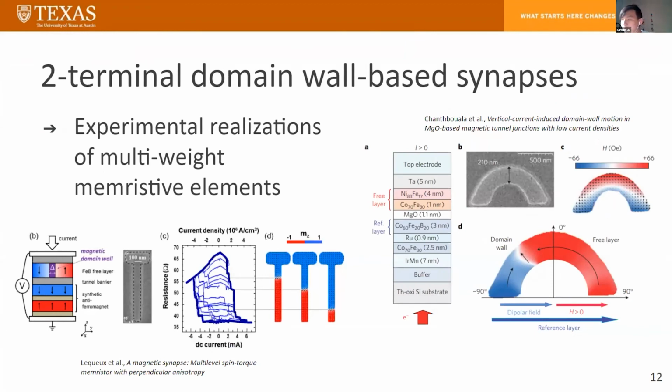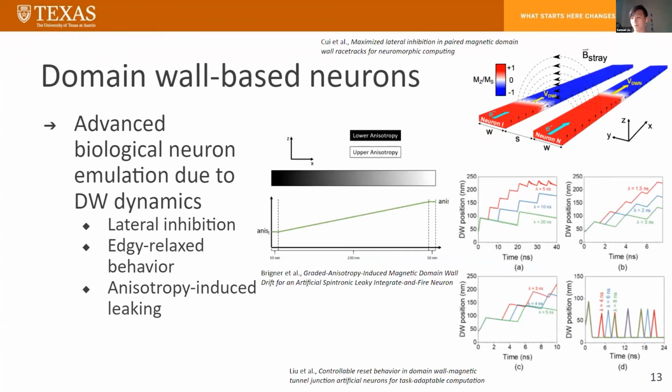For interest's sake, these are experimental results from Lequeux et al. and Chantwala et al. for multi-weight 2-terminal synapses. These can be considered memristors, or resistors that remember how much current has passed through. Professor Incorvia covered bio-inspired neuron behavior, so I just want to emphasize here that more complex behaviors like lateral inhibition, leaking behavior, and relaxed behavior due to shape and crystalline anisotropy have been emulated in domain wall neurons.